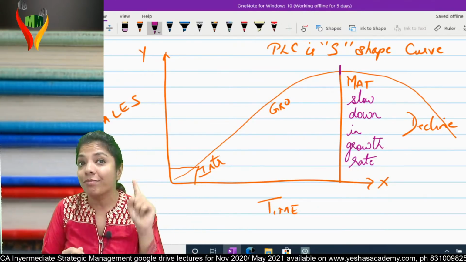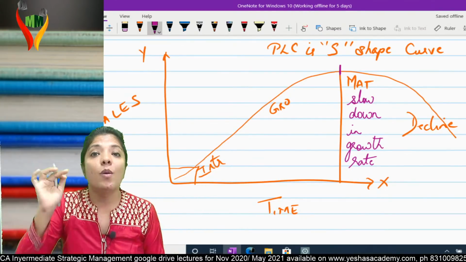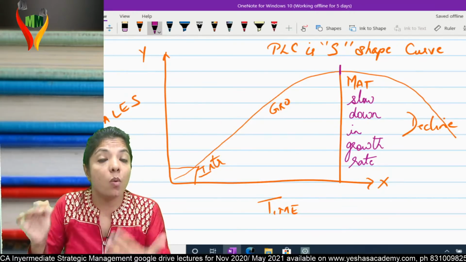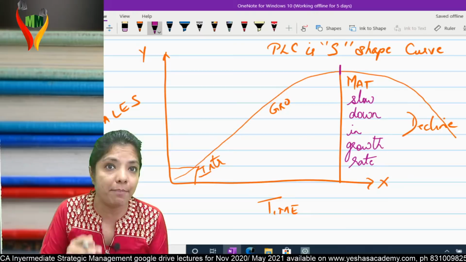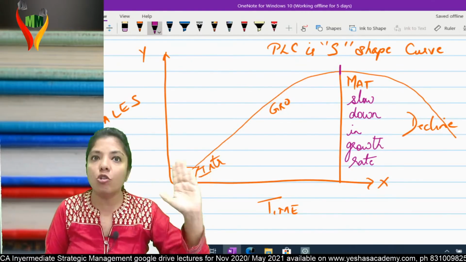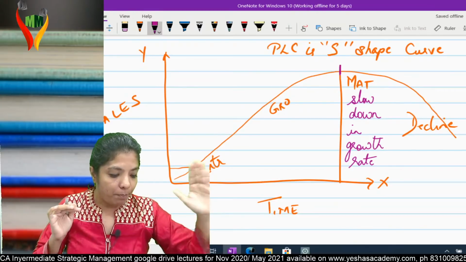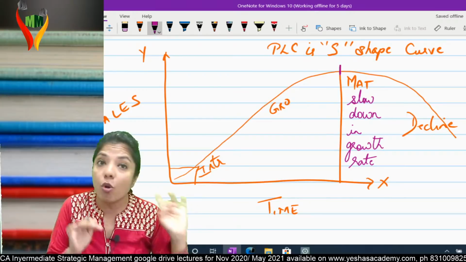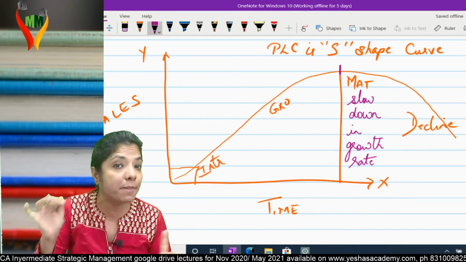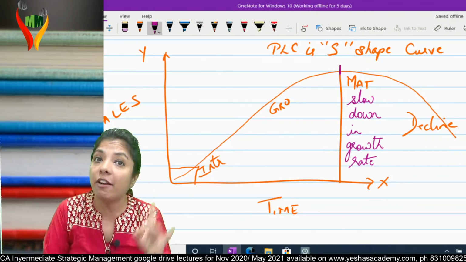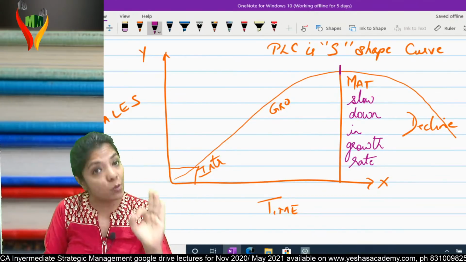But now, let me see this question's answer. Where will I get maximum profit? Which is the phase where I get maximum profits? Tell me. Where will I get maximum profits? Growth phase? Yes. Perfect. All have given me. Oh, Satvik, no. Growth, I will not get maximum profit. Maximum profit, I will be getting in which phase? Maturity phase. Why? I'll tell you why.